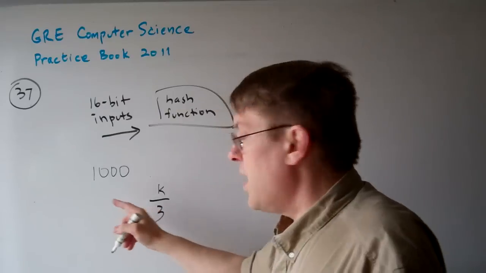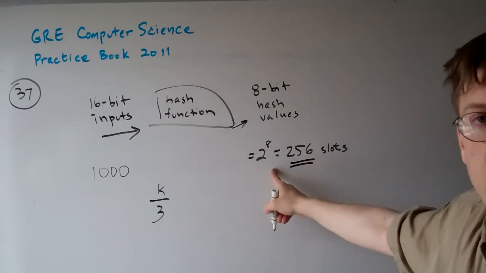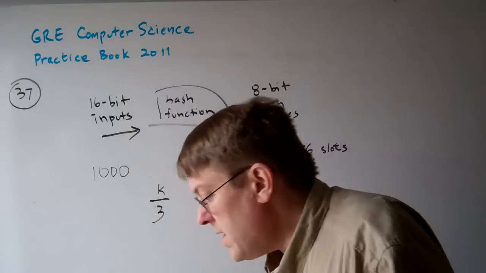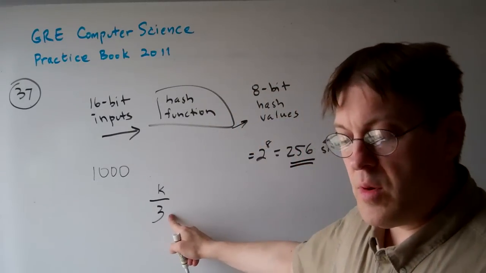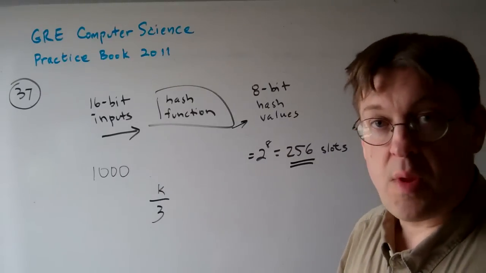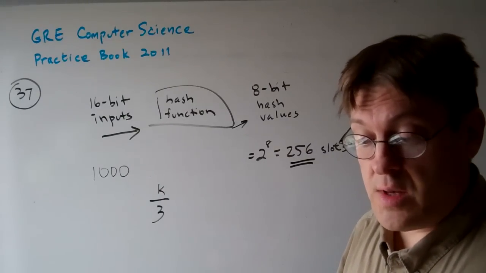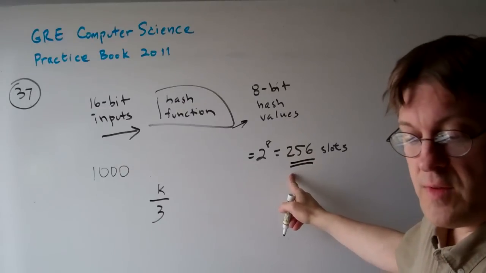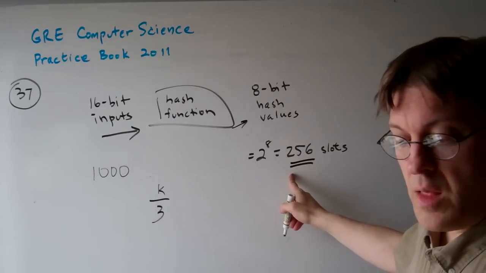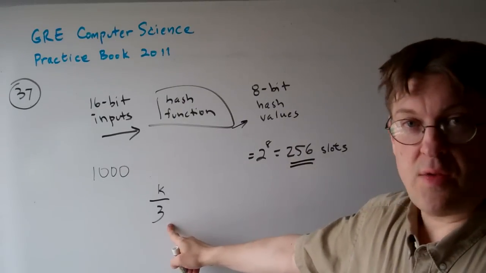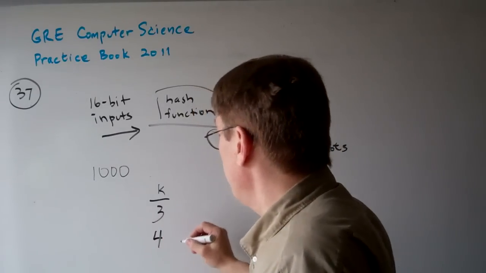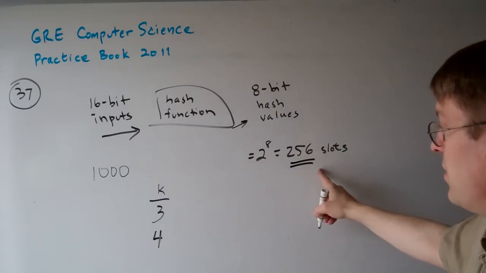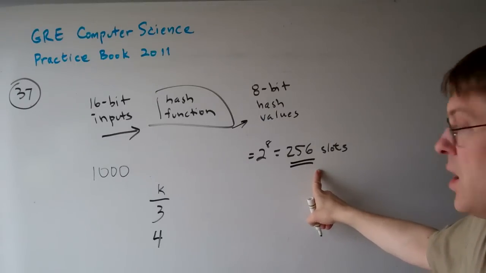That's item number A. If we put 1,000 values into 256 slots, can we make sure that at least 3 inputs map to the same hash value? Yes, we can do that because there's 1,000 of them and there's only 256 slots. At some point, we're going to have at least 3. As a matter of fact, we're going to have at least 4, because if we have 1,000 of these, at some point they have to have 4.